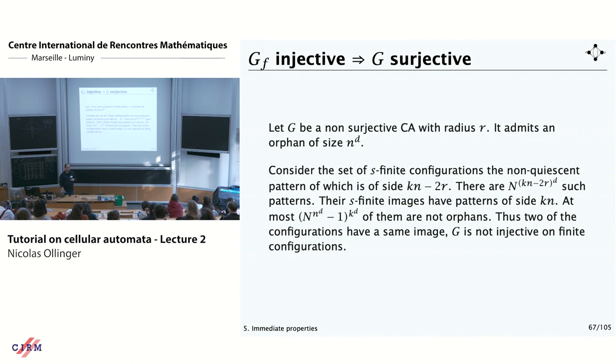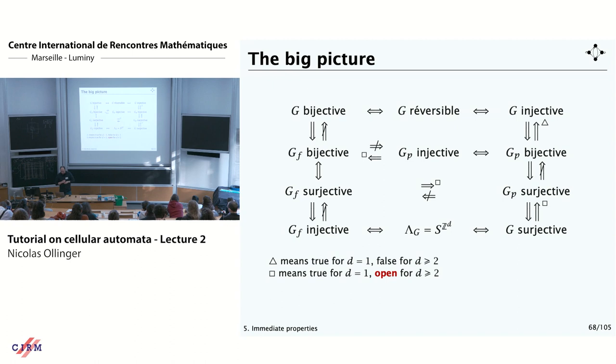So people have played with that a lot, and they made a very nice picture like that. So Moore-Myhill, it's the line at the bottom. What does it say? That surjective is the same as injective on finite configurations. It is exactly the same as this mysterious set that we will see just after, being the set of every configuration. On the top, you have the reversible, which are bijective, which are injective cellular automata. And you have some intermediate classes there. For example, being injective on periodic configurations is the same as being bijective. And you see there are small triangles and squares there. So some of those implications are not true in every dimension.